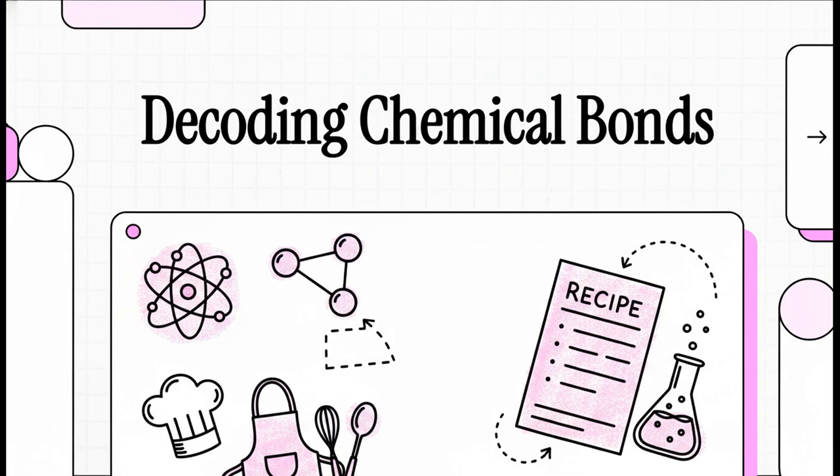Today, we're looking at chemical bonding not as some abstract mystery, but as a step-by-step recipe. Using a brilliant visual tool called a Lewis diagram, we'll decode the exact rules atoms follow to build molecules. So grab your mental aprons and let's get cooking.